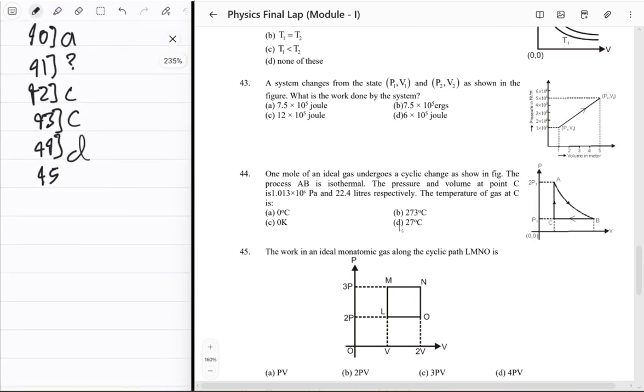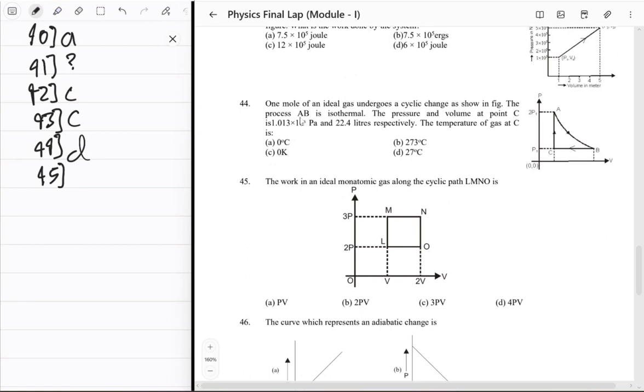45th. 45th is the work in an ideal monatomic gas along the cyclic path LMNO. So LMNO इसमें work done चाहिए अपने को. So you know इसका जो area आएगा वो, क्योंकि इसमें वॉल्यूम पहले एक्सपांड हो रही है, राइट? उसमें तुम बड़ा वर्क कर रहे हो, तुम छोटा वर्क नेगेटिव कर रहे हो. कितना वर्क है? Just P times V. Yeah. So A is the answer.